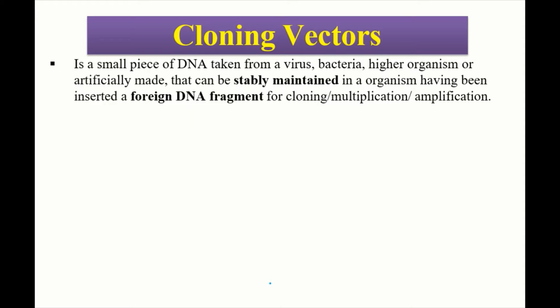So cloning vectors are a small piece of DNA that you can take from a virus, bacteria, or higher animal and that you now artificially make, that can be stably maintained in an organism having been inserted a foreign DNA fragment. So the essence of cloning is that we usually have a foreign DNA fragment or target gene that you have now inserted into a vector so that you can propagate it in an organism or host.